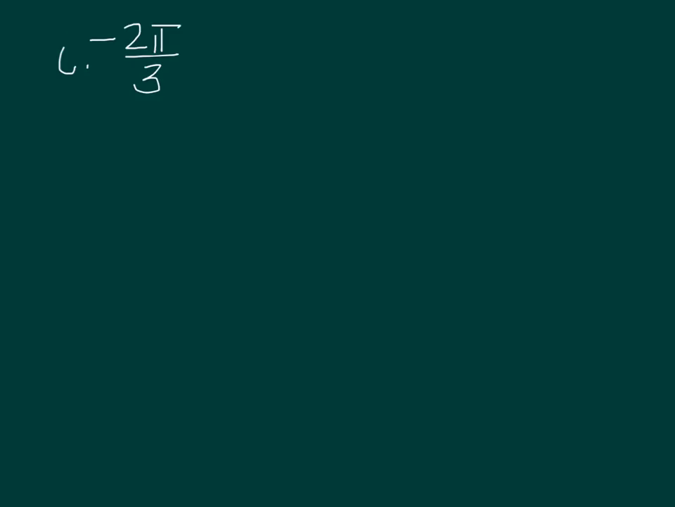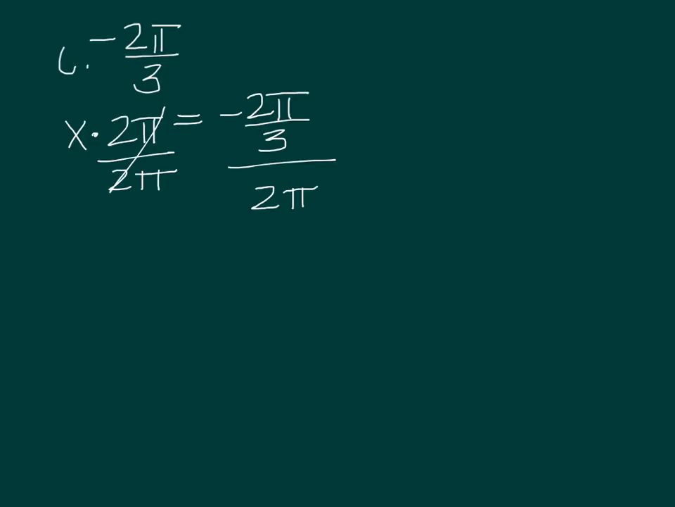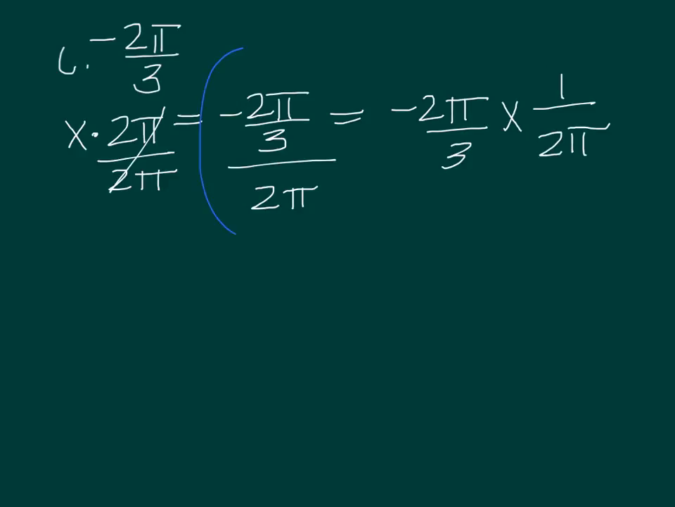Still the same thing. What fraction of 2 pi is equal to negative 2 pi over 3? I divide by 2 pi because I don't know the answer. Remember, that's the same thing as multiplying by 1 over 2 pi. Soon you're not going to have to show this step because you know you're going to go directly to this. So my pi's cancel and I'm left with negative 2 over 6.